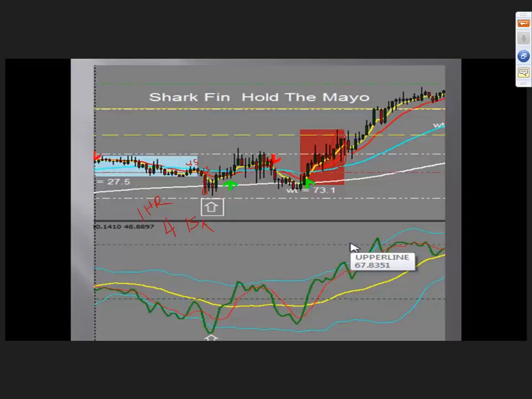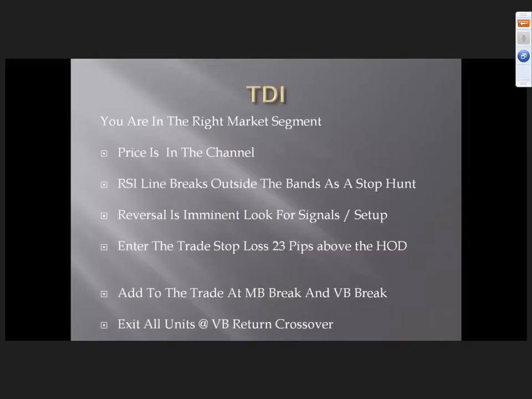All right, so scaling in with TDI. Okay, here's some things that have to happen. You've got to be in the right segment of the market. Price is still in the channel: Tokyo channel, Asian range, market maker spread. The RSI line breaks outside the bands as a stop hunt. It sets up for the fin, right? The reversal's imminent. Look for the signals in the setup.